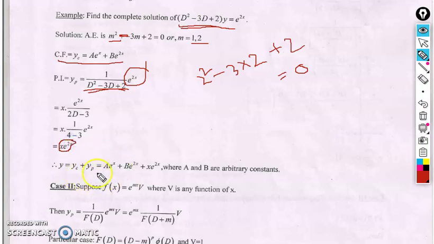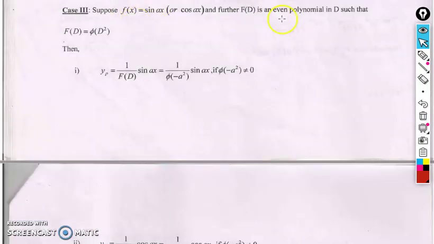So for that reason, we write the complementary function plus particular integral. Here is your complementary function, here is your particular integral, where a and b are arbitrary constants. That is another example to evaluate the particular integral when the right hand side is a function of e to the power x. So we move to the next rule, a shorter rule, to find the particular integral of a given linear differential equation.